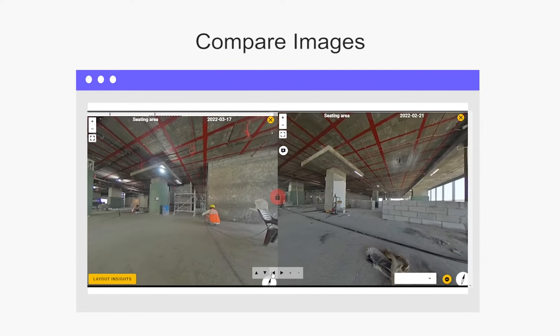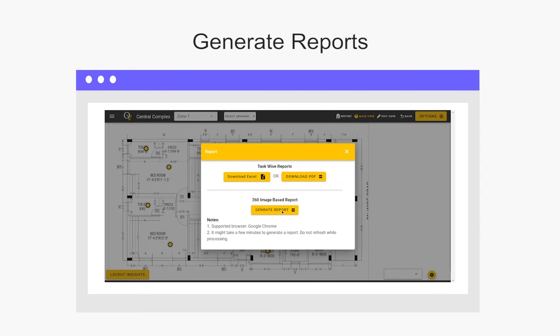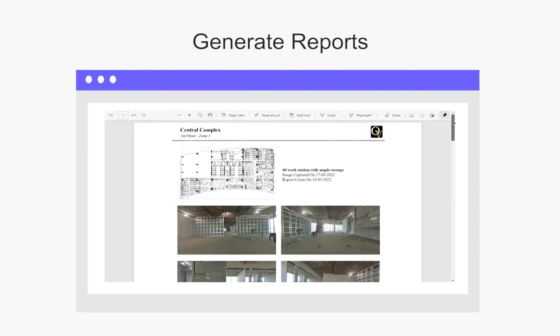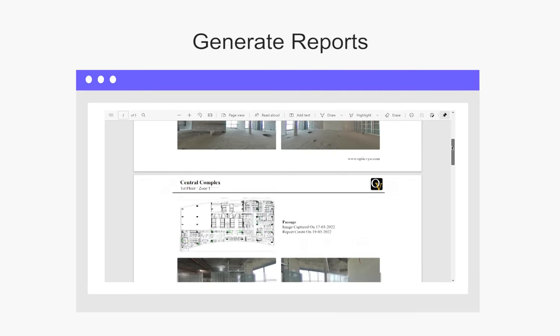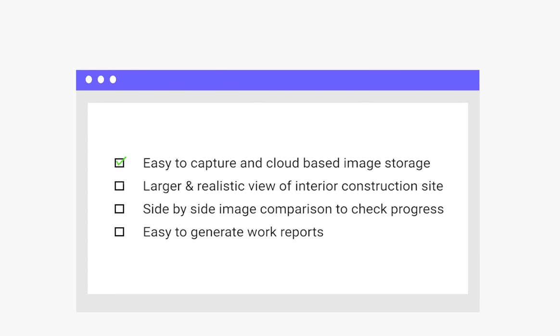He can compare the project progress by comparing images side by side. Also, he can generate work reports with a single mouse click. It is how OpticVyu makes interior construction project monitoring easier.